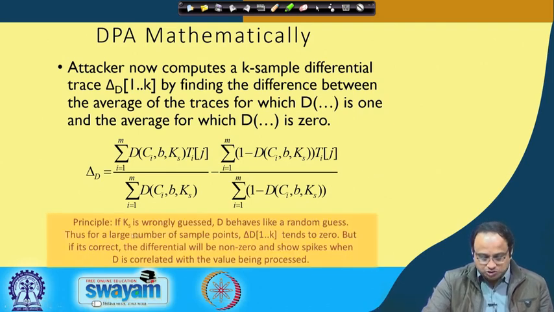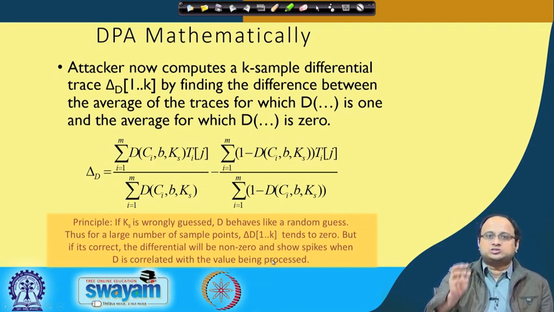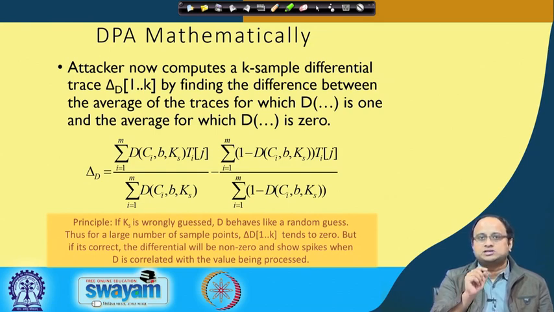So the principle is that if Ks is wrongly guessed, then D behaves like a random guess. Thus, for a large number of sample points, this delta D 1 to K will tend to 0. But if it is correct, then the differential will be non-zero and will show spikes when D is correlated with the value being processed. That is, when the actual S box you are targeting is being processed, at that point you will see non-zero difference of means in the differential curve if your guess was correct.